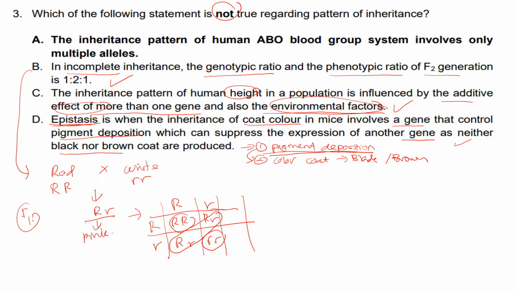For statement A, the inheritance pattern of the human ABO blood group system involves multiple alleles. Human blood group here is controlled by 3 different alleles: IA, IB, and IO. Is it only controlled by multiple alleles? No, it is also controlled by codominance. For example, if an individual has the blood type AB, it means that the genotype of this individual is IA, IB.